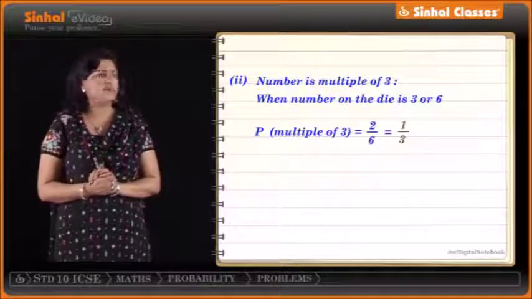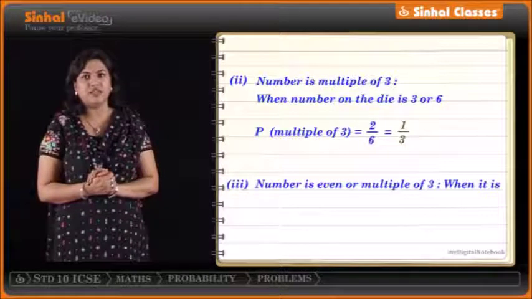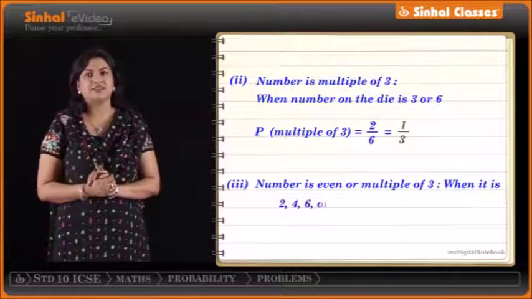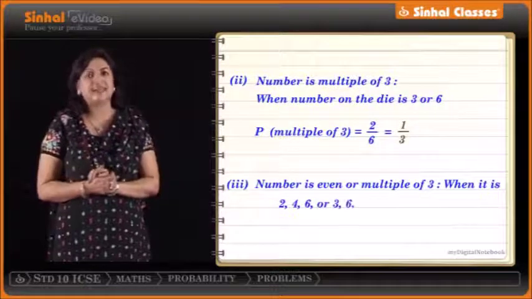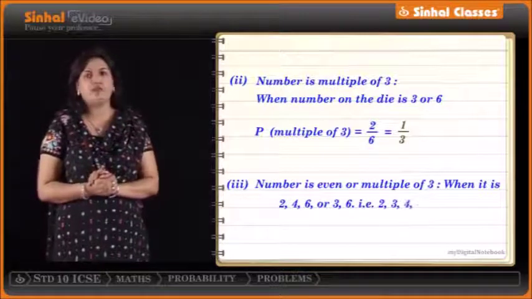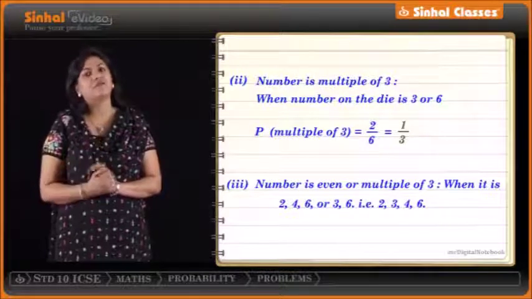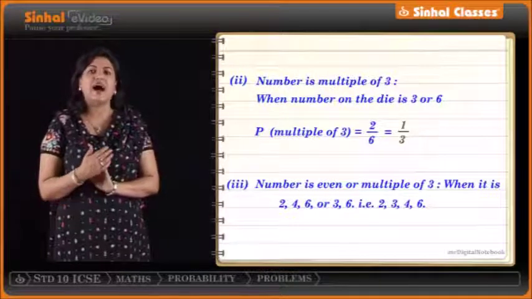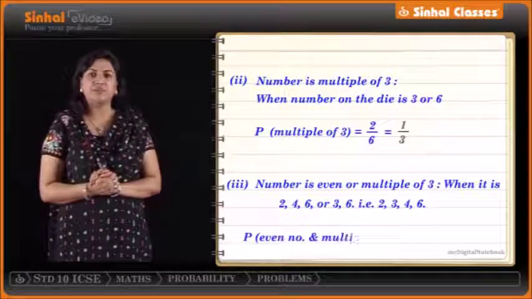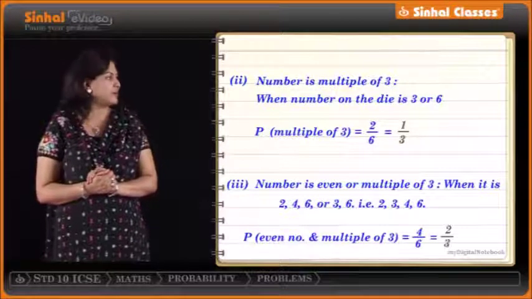Now in the third part, we want to get an even number or a multiple of 3. So the desired outcomes could be 2, 4, 6 or 3 or 6. That is, we could have the desired numbers as 2, 3, 4 and 6. How many desired outcomes do we have? We have 4 desired outcomes and the number of possible outcomes are 6. So here the probability would be 4 upon 6, that is 2 upon 3.